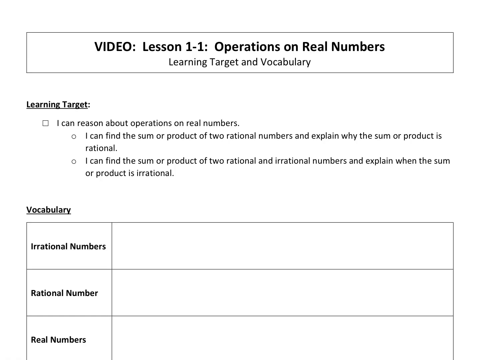So, learning target, what are we going to be able to do in this lesson? I can reason about operations on real numbers. More specifically, I can find the sum or product. So sum, just a reminder, that means addition. Product is multiplication. So I can find the sum or product of two rational numbers. That's a word we're going to define here in a moment, and explain why the sum or product is rational. I also can find the sum or product of two rational and irrational numbers and explain when the sum or product is irrational. So that's where we're heading with this first very exciting lesson.